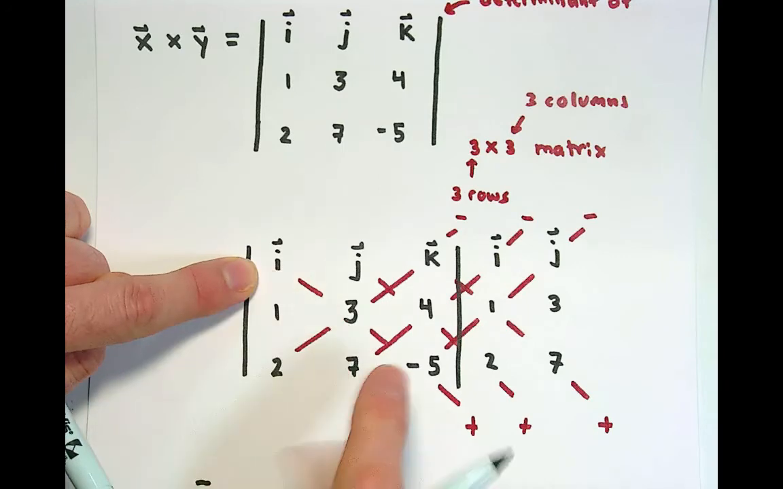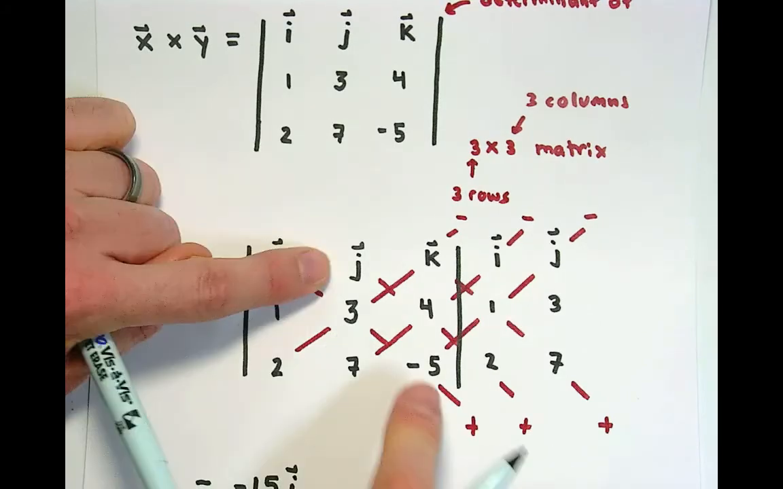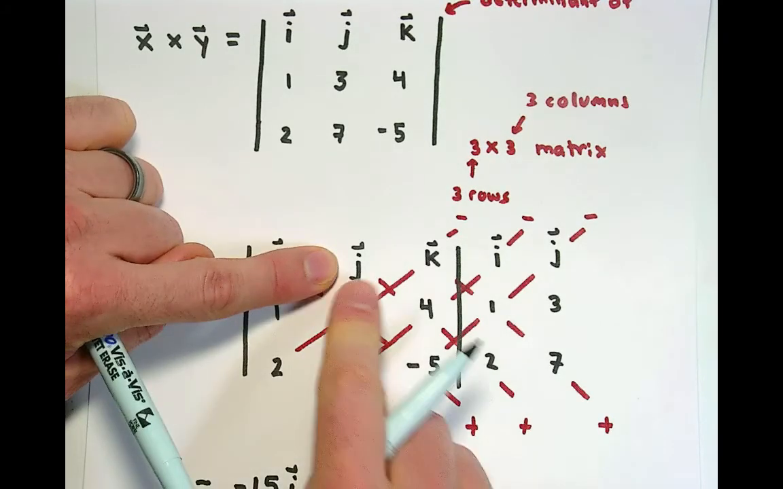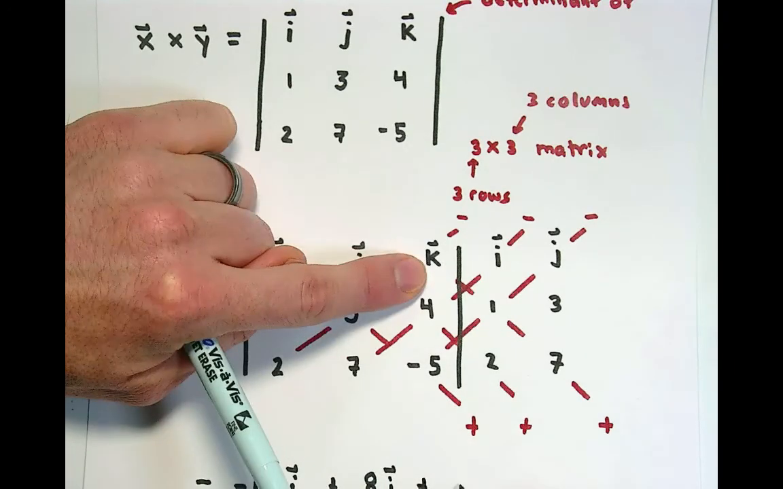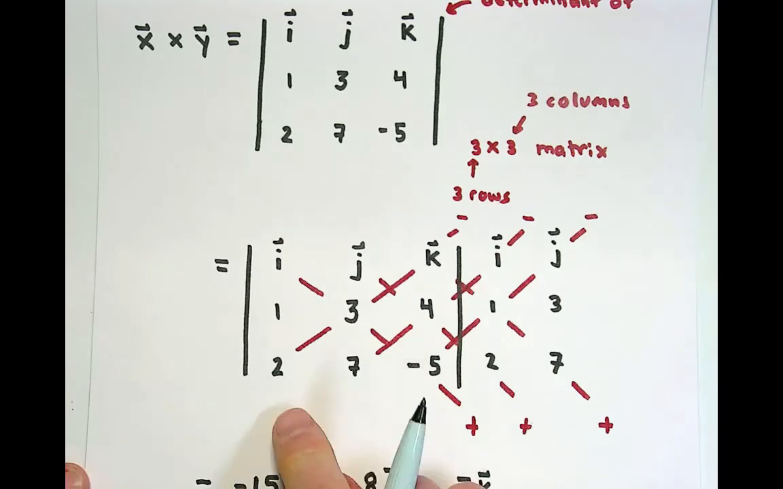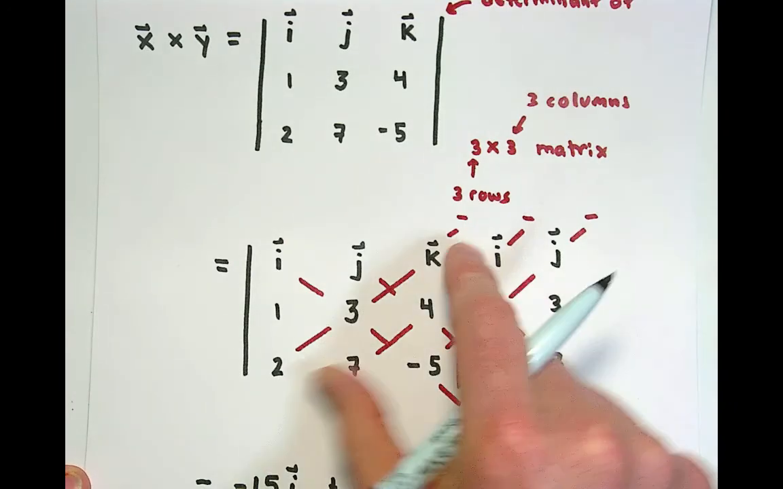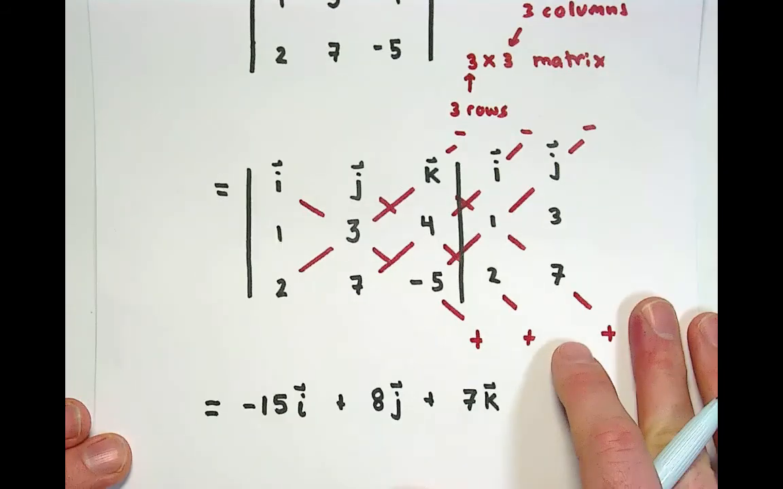So i times 3 times negative 5, this is going to be negative 15i. And we put a positive associated with that product. And then we've got j times 4 times 2, which is 8j. And then finally we've got 1 times 7 times k, which is 7k. Those are all positive. Now we're going to go on the upward direction and do the products along the diagonals, but associate a negative with that.